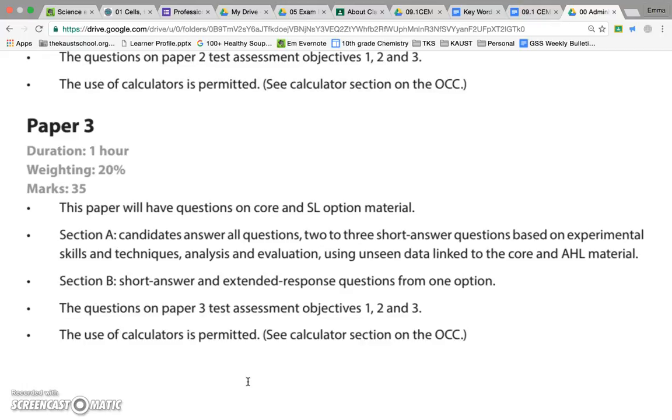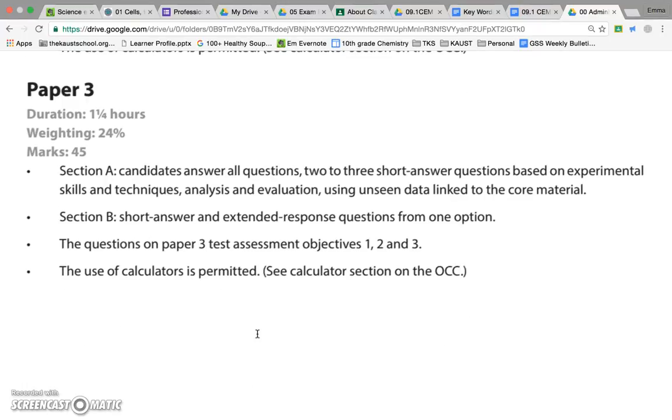Again, the paper is assessed against objectives 1, 2 and 3, and you are allowed to use calculators. If you are HL, paper 3 will last 1¼ hours, the weighting will be 24% and it will be out of 45 points. Just like the SL, section A will be 2 to 3 short answer questions based on experimental skills and techniques, analysis and evaluation, and it will be unseen data.